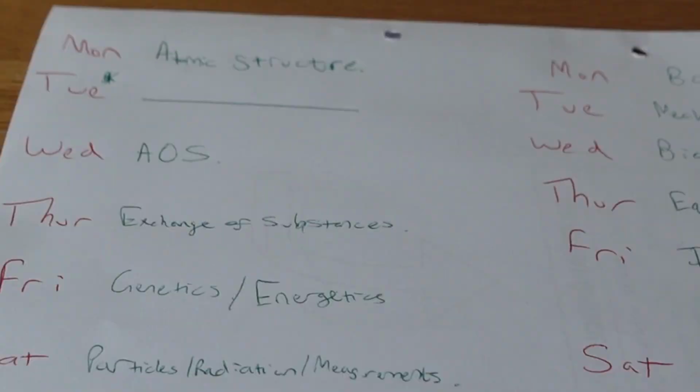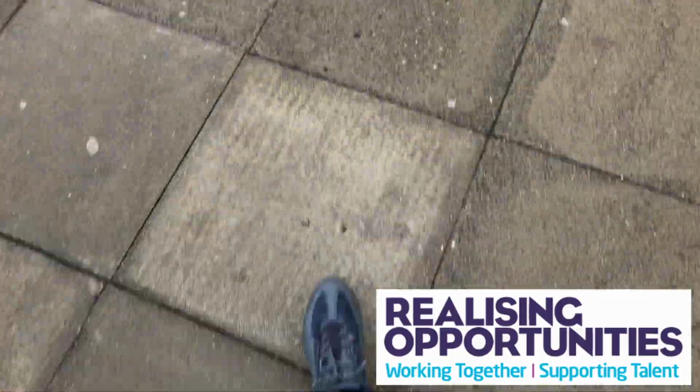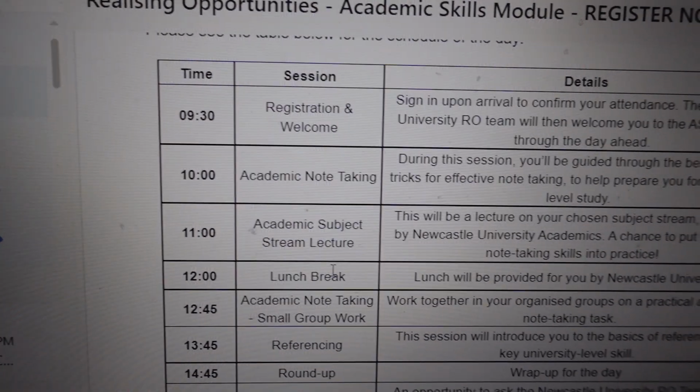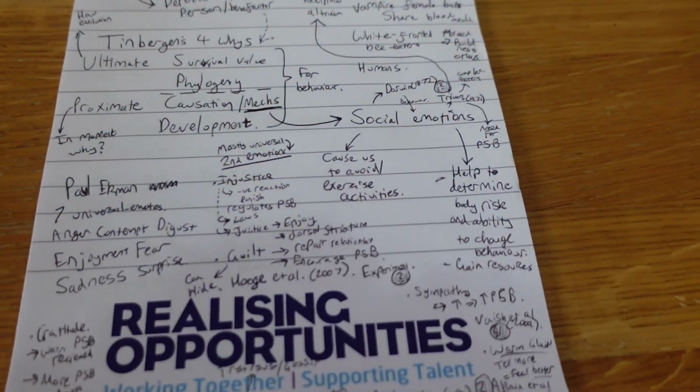Now you might be wondering why there's a line through Tuesday. I'm doing nothing this Tuesday. What? Grade 9 student not doing work? What I actually did today was part of the Realising Opportunity programme, where I have to go to Newcastle University and do an academic skills module. Honestly, it was alright, it was a bit boring. It was about note-taking at lectures, referencing, all boring stuff really. So that's why I'm not doing any work today.